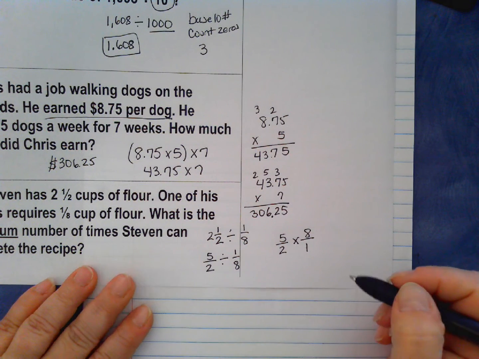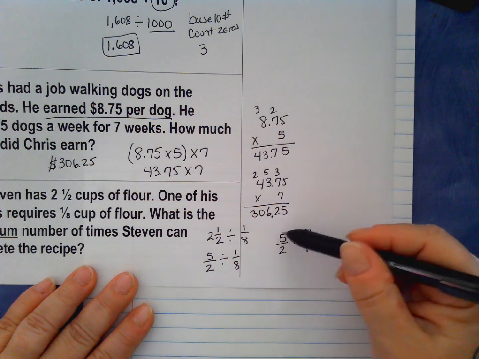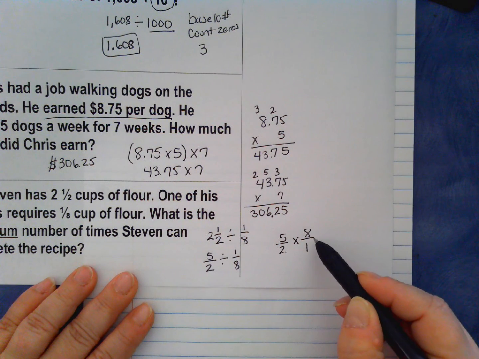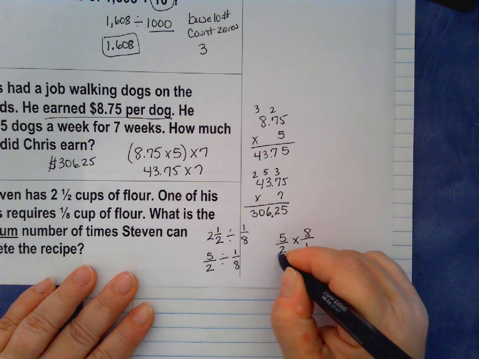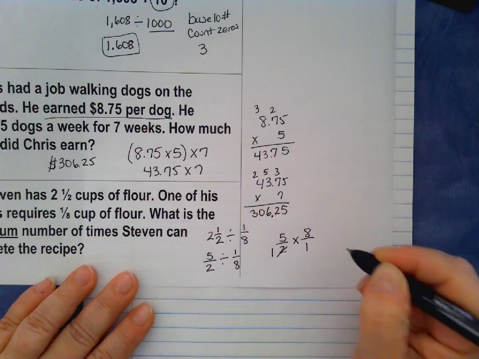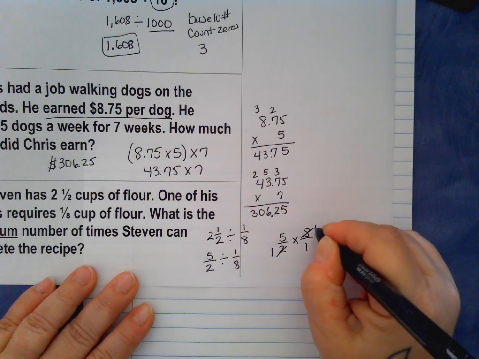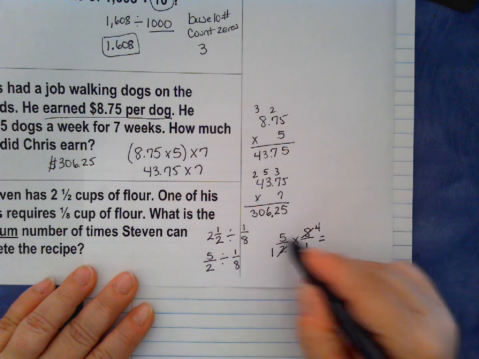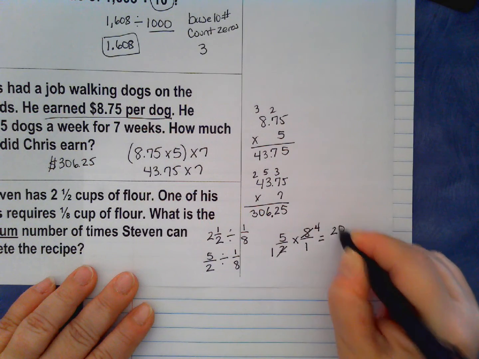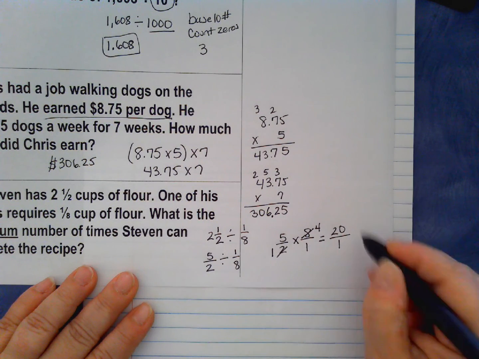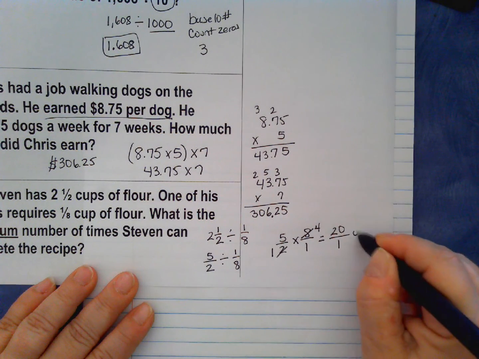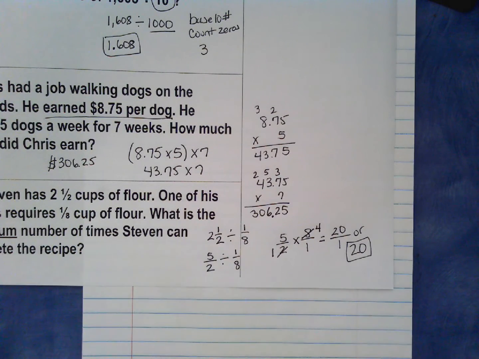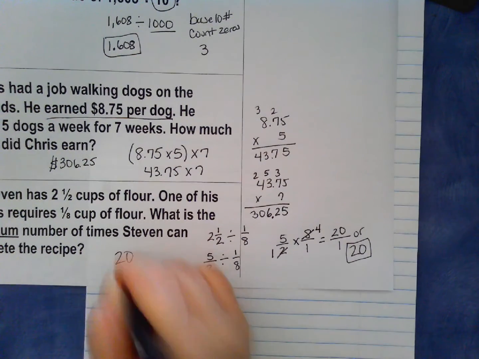Before we multiply, we simplify. 5 and 1, there's nothing to do. But 2 and 8 have a common factor, and that's 2. So 2 goes into 2 one time, and 2 goes into 8 4 times. Multiplying straight across, 5 times 4 is 20 over 1, but we know that really that is just 20. So how many times can Stephen complete the recipe? 20 times.